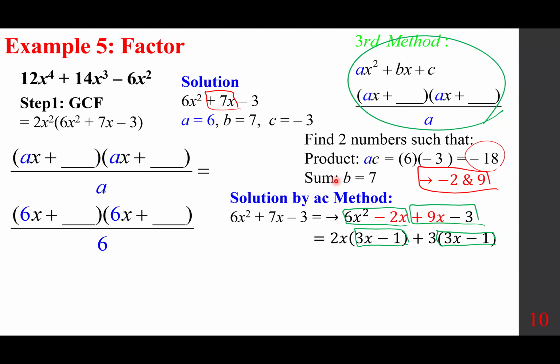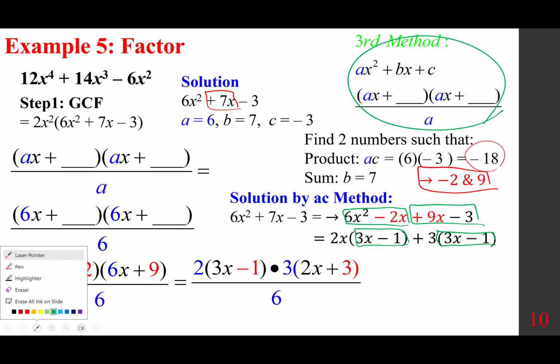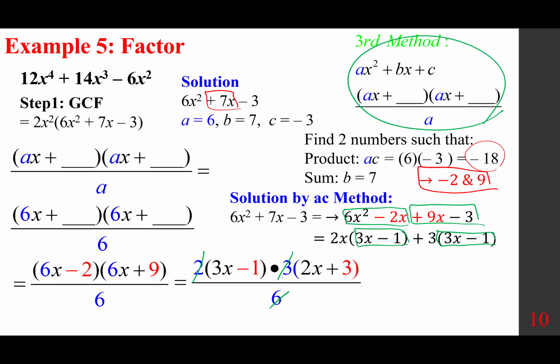Now, negative 2 and 9, it doesn't matter where you put them because both of them have 6x. But what happens is that the denominator must go away. So over here, I can take a factor of 2 out. Over here, I can take a factor of 3 out. And 2 times 3 is 6, which cancels out. So what is left is 3x minus 1 times 2x plus 3, and that's exactly what we had here.